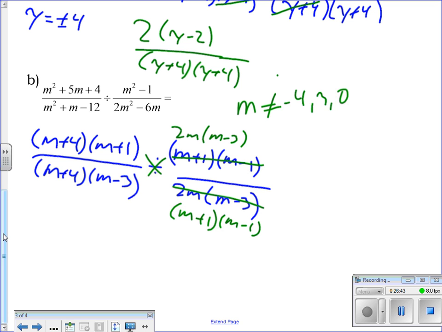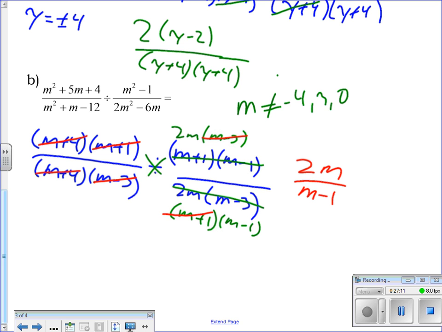Okay. So I have m plus 4, m plus 4. M plus 1, m plus 1. Things are looking up. M minus 3, m minus 3. I only have 2 things left, 2m and m minus 1. So my answer is 2m over m minus 1.